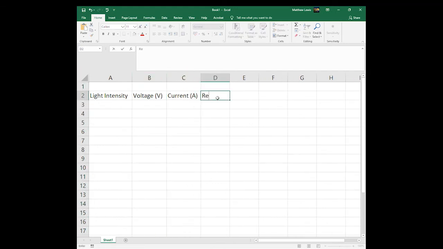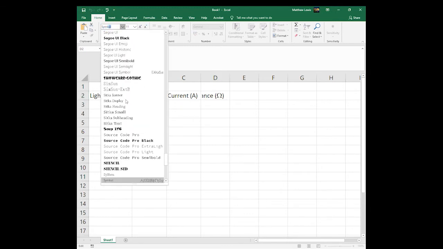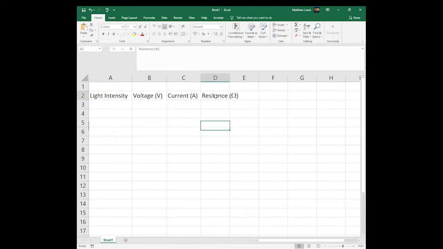And what we're going to have on the end column here is resistance, and again our resistance is going to be in ohms. To make it in ohms, we type resistance, capital W, change the font to symbol, and it comes up in ohms. And remember, resistance is going to be the voltage divided by the current.